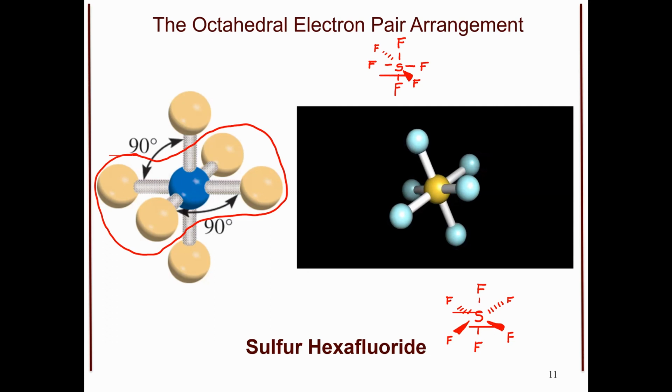But remember, for the octahedral electron pair arrangement, we do not have equatorial and axial. All of these positions are equivalent because we have a 90-degree bond angle for all of our atoms.